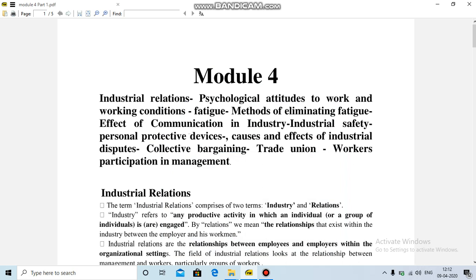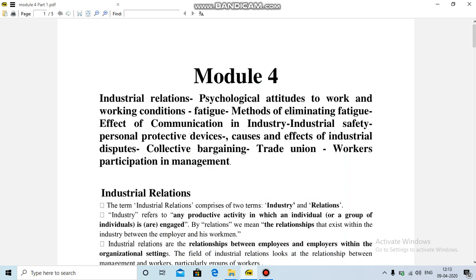Some of you have already studied it as an elective in your fifth semester. It is a very simple module, very easy to study, and also very small. And this is the syllabus part. There are only a few terms. Industrial relation is one of the terms you have to discuss. What is industrial relation and the working conditions?